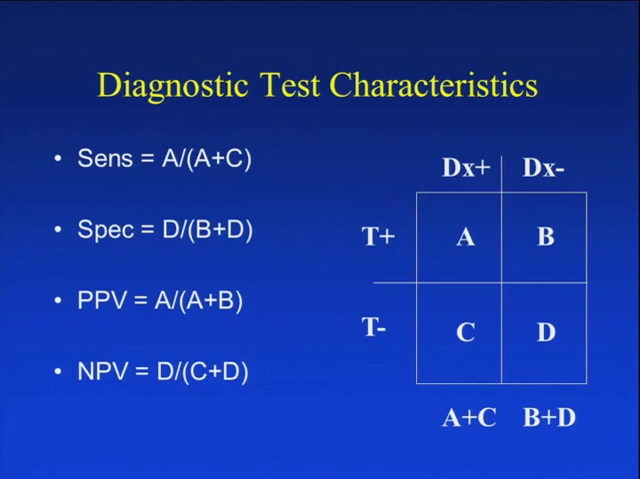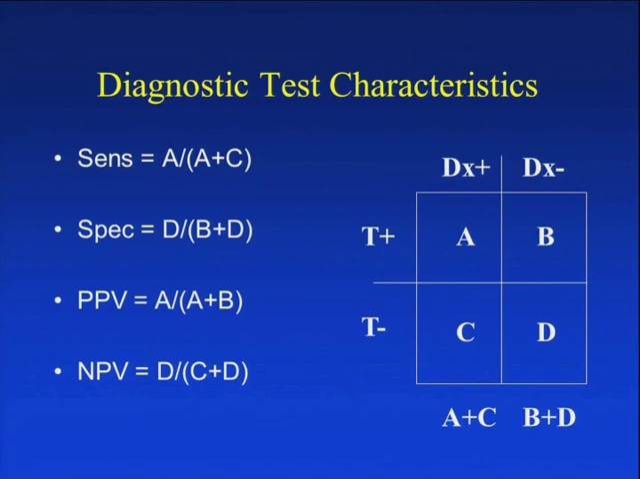So if you look at the 2x2 table, it should make sense how these calculations emerge. Sensitivity, of all the people with the disease, the percentage testing positive. That's A over A plus C. Specificity, of all the people without the disease, this column here, the percentage testing negative. That's D over B plus D. The predictive values are reading across the table as opposed to up and down. Positive predictive value says, of all the people who tested positive, what percentage of them actually have the disease? If I tested positive, what's the likelihood that I had the disease? Well, it's A over A plus B.